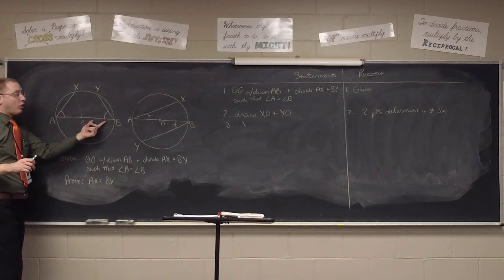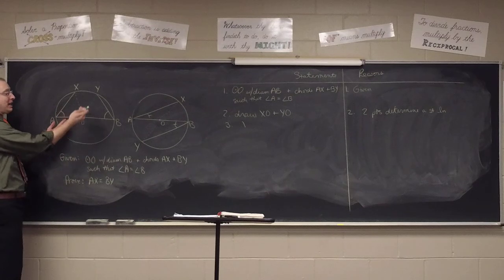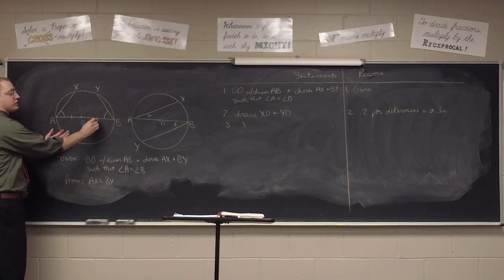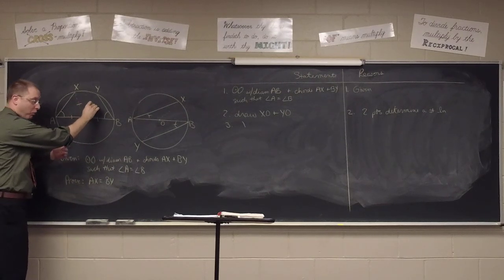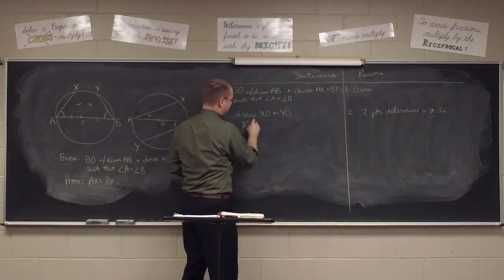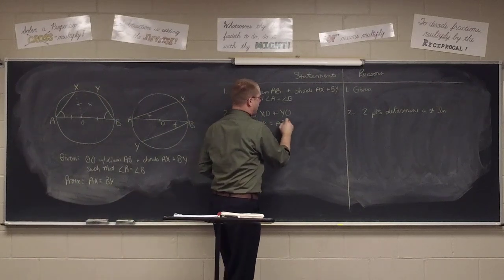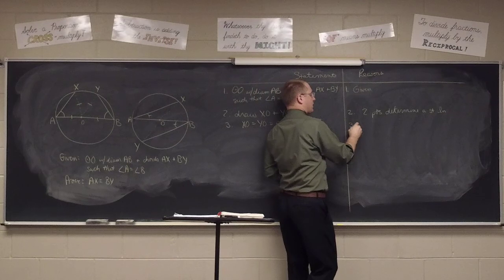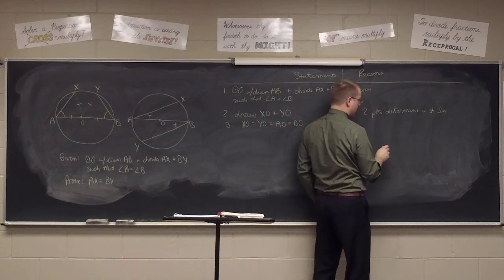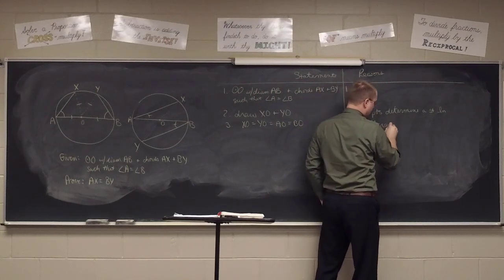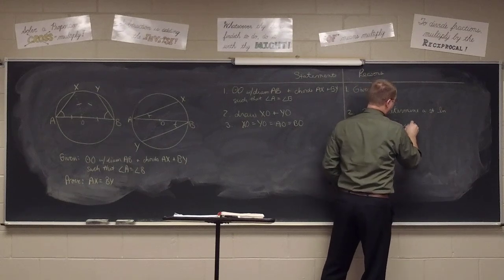You said AO and BO. I wanted to hold off because I want to get not only that AO and BO are equal, but also XO and YO. So XO equals YO equals AO equals BO. And Kendall, reason? All radii in the circle are equal. I'm going to stay with you, Kendall.